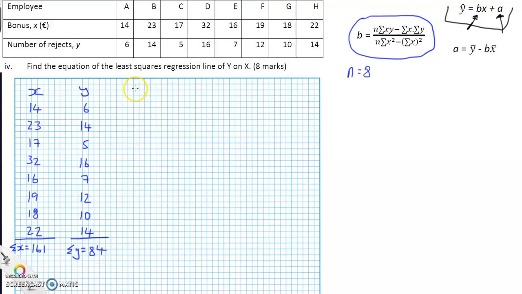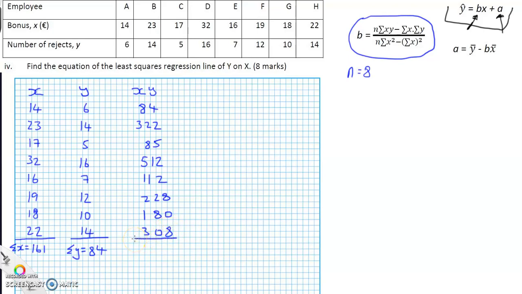Looking at the formula, we're going to need x times y, the product of x and y. 14 times 6 is 84. 23 multiplied by 14 is 322. 5 times 17 is 85. 32 multiplied by 16 is 512. 16 times 7 is 112. 19 multiplied by 12 equals 228. 18 multiplied by 10 is 180. And 22 multiplied by 14 is 308.